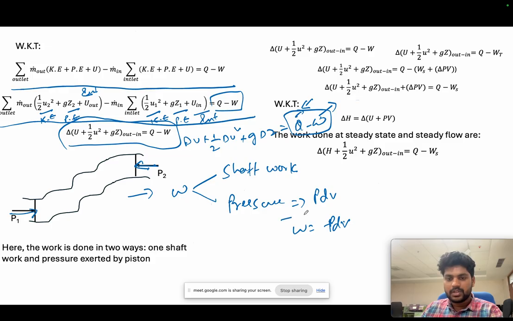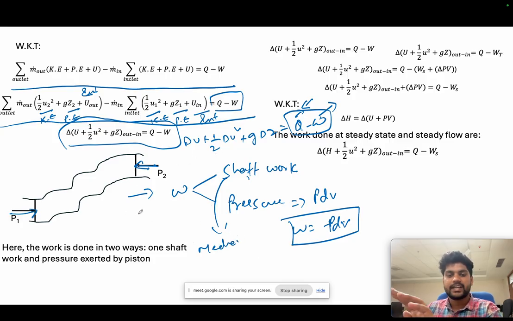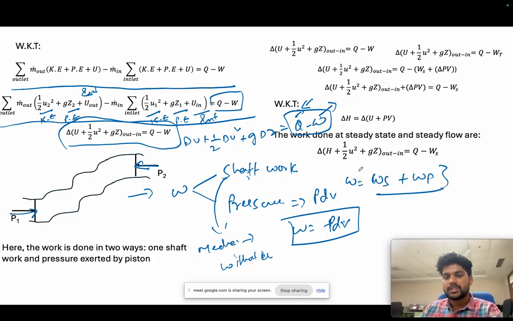We already know this formula. The shaft work is nothing but the mechanical work, as we have discussed previously: the force acted on it without changing any input or output parameters. So now the work will be shaft work plus the work carried out by the pressure. So that's what I have written here. So it is total W.